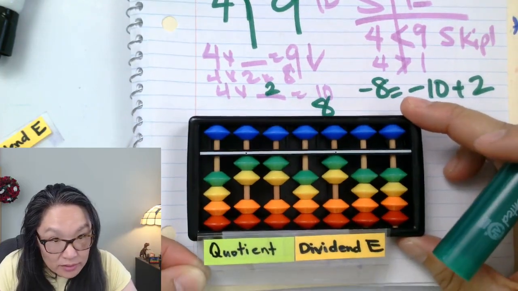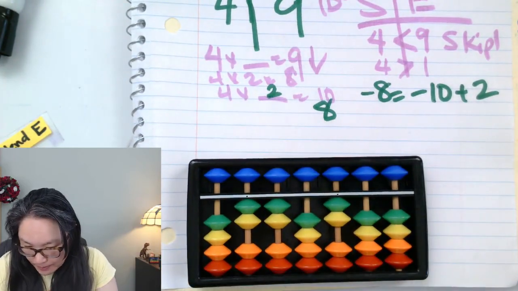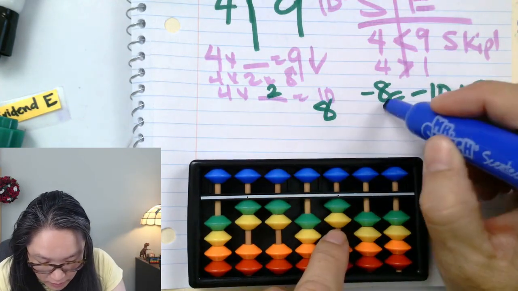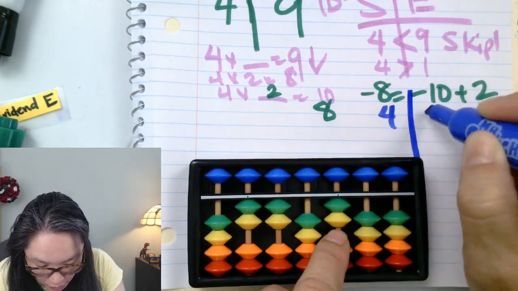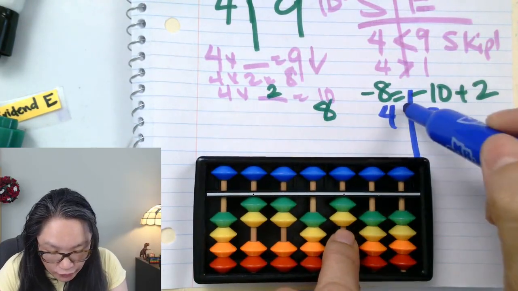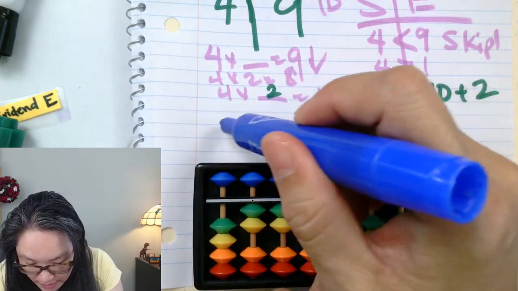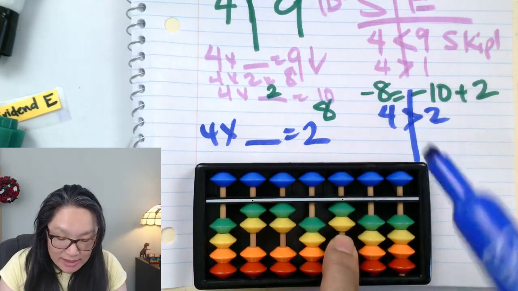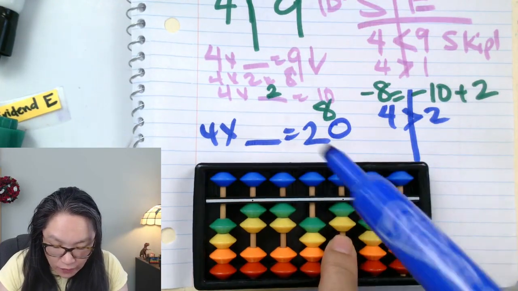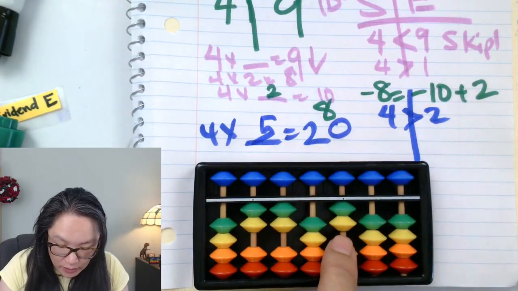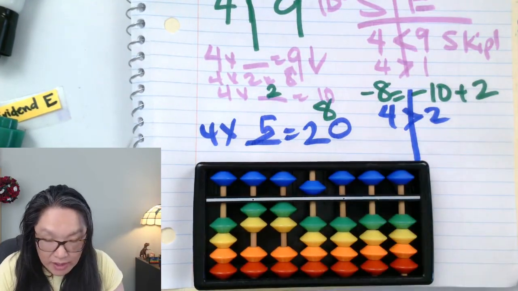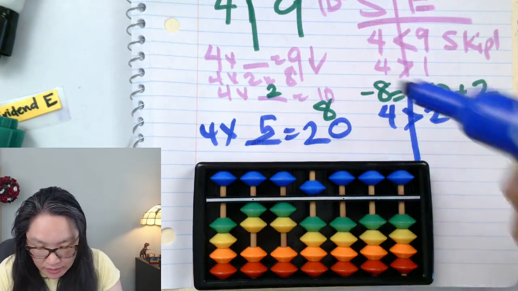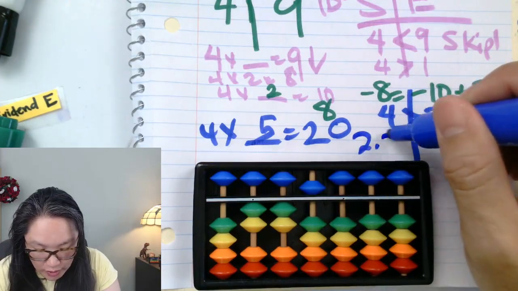Now I do it again. Who is bigger, 4 or 2? 4 is bigger. So my question is 4 times what is equal to 2? No, it's got to be 20. It's got to be 2 digits. So 4 times 5 is equal to 20. So I put my 5 and I take away 2. And my final answer is 2.25.